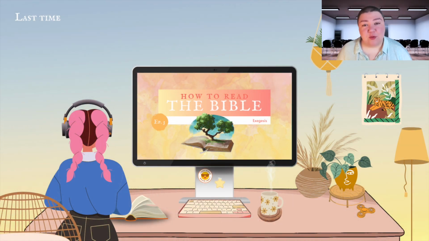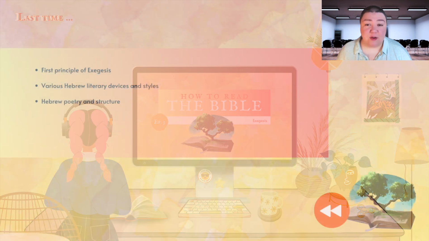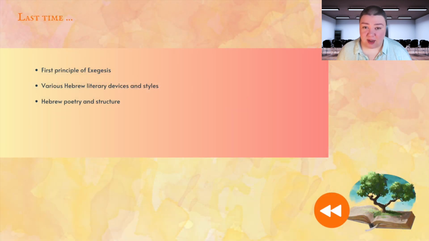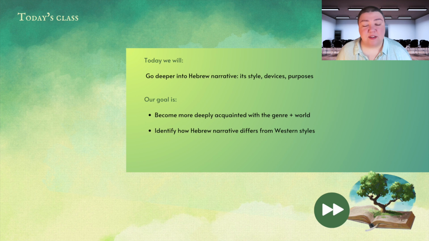Yesterday, we went through an introduction to the first principles of exegesis. We learned about various Hebrew literary devices and styles and tools for how to identify and approach them. In today's class, we are going to be exploring Hebrew narrative. This is a genre and a world unto itself. And although we touched on it in our last class, today we'll go deeper into the world of the Hebrew narrative style, its purpose, and how it differs from Western narrative.